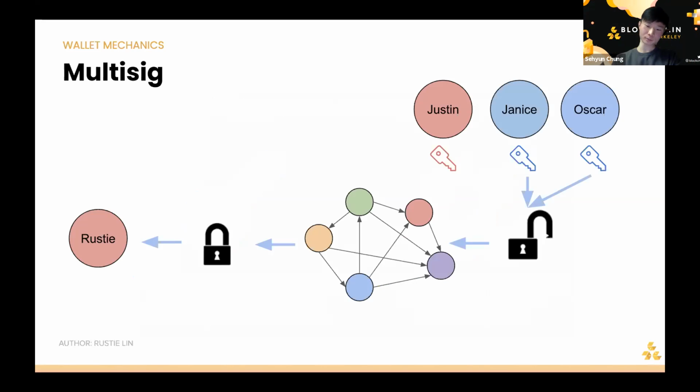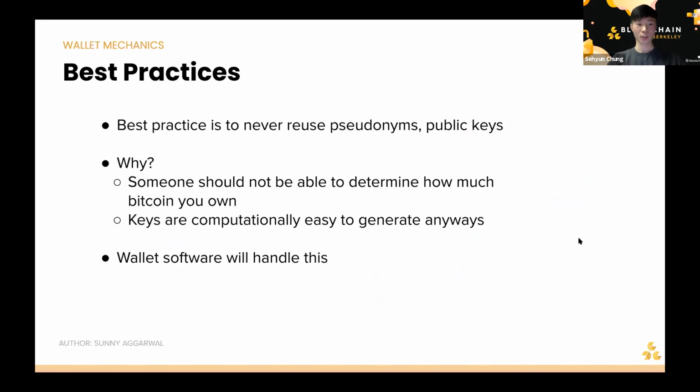Say Justin right here wants to unlock a wallet and send some transactions to Rusty over here. He can't do that. He only has 1 key, but this is a 2 of 3 wallet. On the other hand, Janice and Oscar can use their 2 keys to unlock the wallet, access the funds, and send it on over to Rusty. So multi-sig is a really cool idea, and you'll see it everywhere when you're researching wallets.